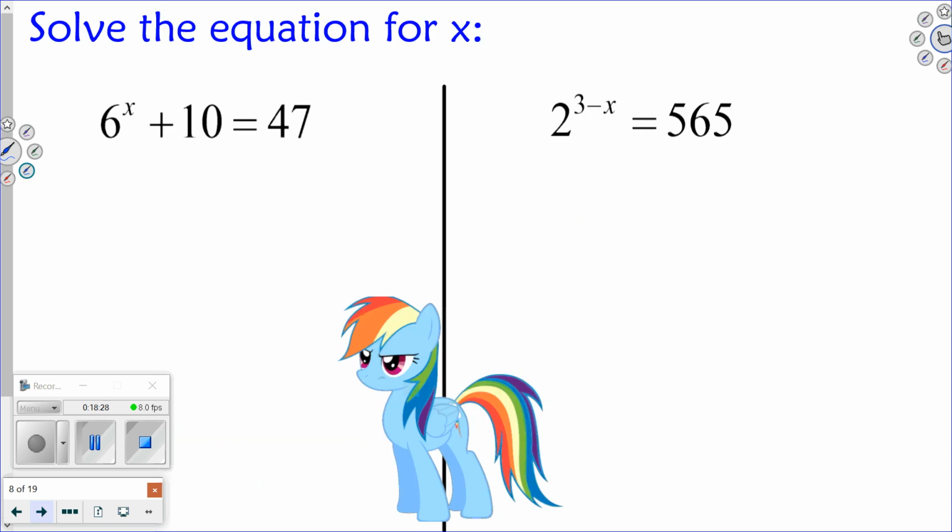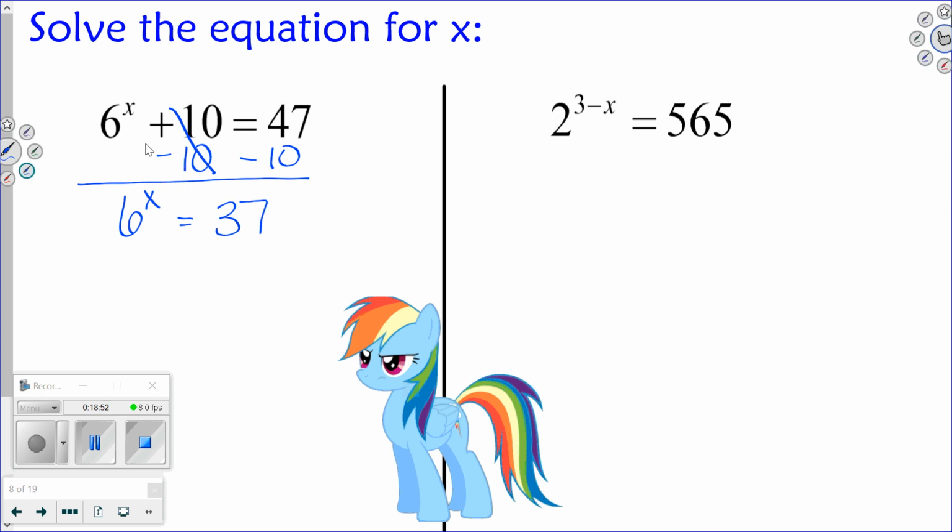All right. 6 to the x plus 10 equals 47. I got more stuff going on than the last one. What are you going to have to do? Good. Let's subtract the 10 first. I'm trying to isolate the x part as much as we can. So 6 to the x equals 37.